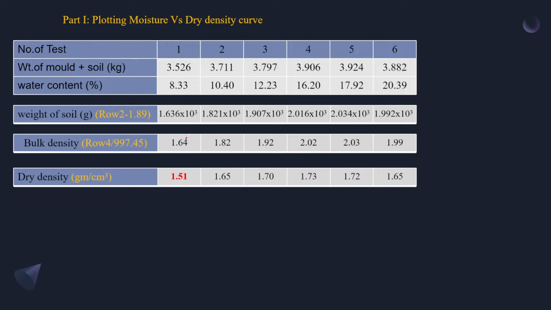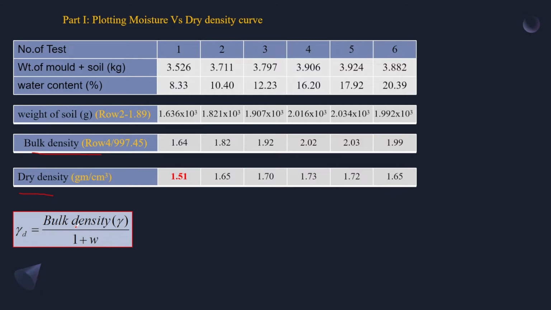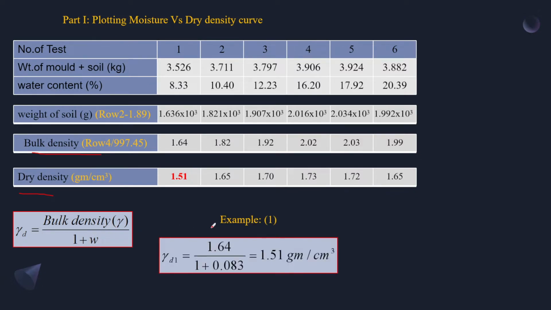So now we have reached till this point. Let's calculate the dry density. As I told you, dry density is nothing but bulk density gamma divided by 1 plus W. So this is one example. I have done this one. How you can get the first value? So this is 1.64 divided by 1, which is in the formula, plus water content W in fraction. So this is corresponding to this value. This is the water content. So this water content is the W. W I have divided by 100, so it becomes in fraction, that is 0.085. So this is how you get the value of the dry density in first column.